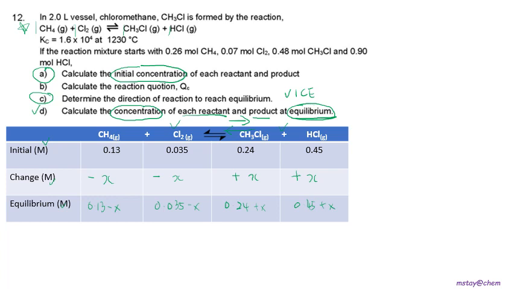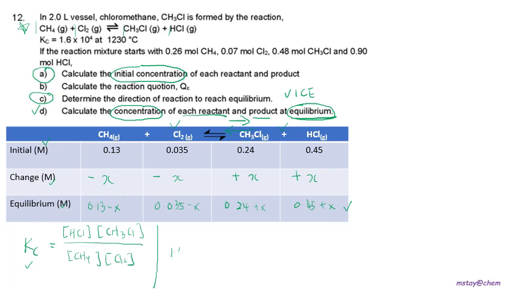So here we notice that at equilibrium we have an unknown, so we are going to solve it using the Kc expression. So Kc is equal to the concentration of HCl multiplied with the concentration of Cl2 over the concentration of CH4 multiplied with the concentration of Cl2. Once we press the calculator, because the value of Kc is given, and the concentration at equilibrium is in the equilibrium row of the ICE table.